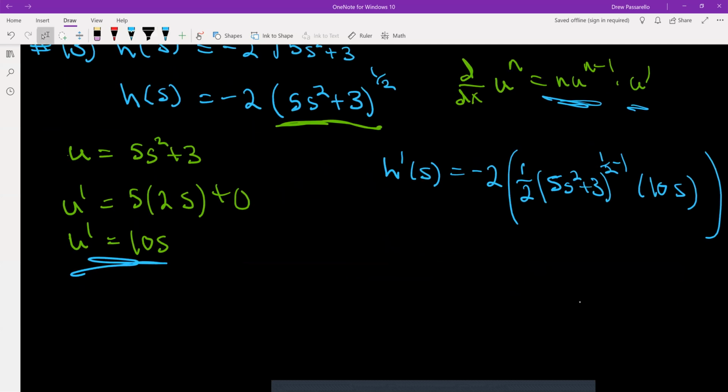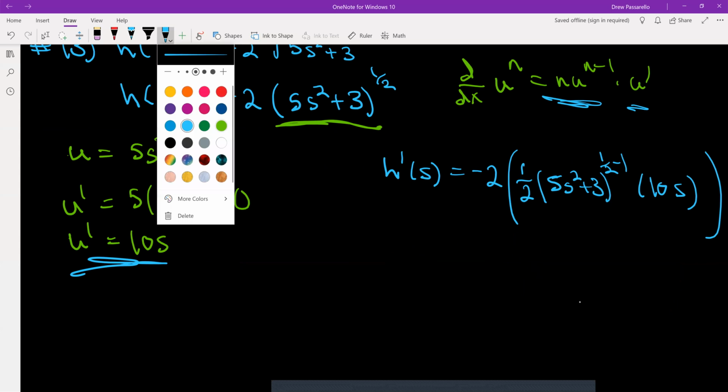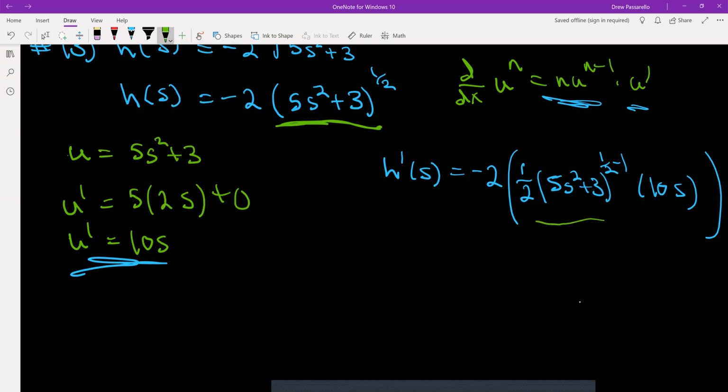Okay, again, so this lines up. This part is the first part, n times u to the n minus 1. In this case, n is 1/2. So it'll be 1/2 times our function u, in this case 5s squared plus 3, raised to the 1/2 minus 1. And this portion, 10s, is u prime, the derivative of our inside function.